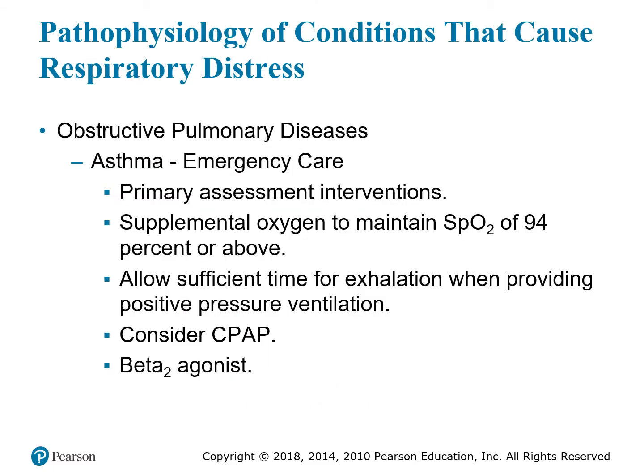With your asthma patients, again, we want to manage their ABCs, give them enough oxygen to maintain an SpO2 of 94 or higher, and we want to allow sufficient time for the patients to exhale when providing any positive pressure. Here we're going to highlight that last item on the list is the beta-2 agonist. Hopefully you remember from Module 4 when you reviewed your drugs that your beta-2 agonist is going to be your albuterol treatments.